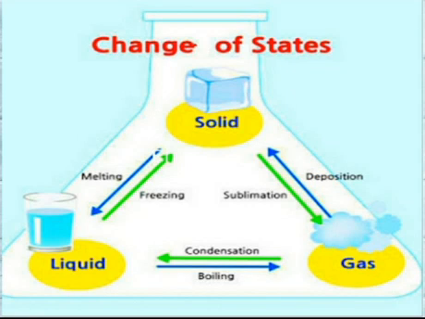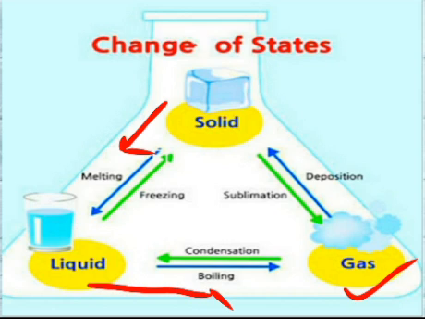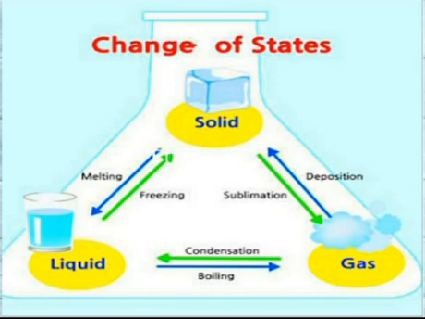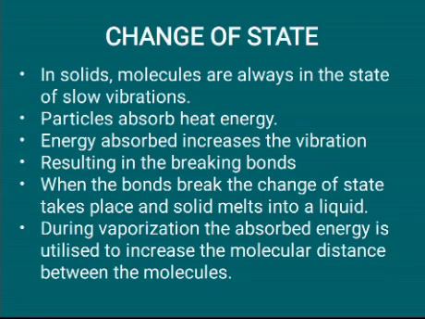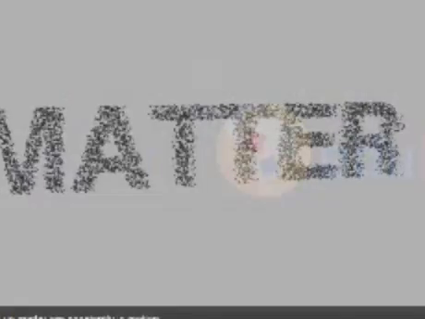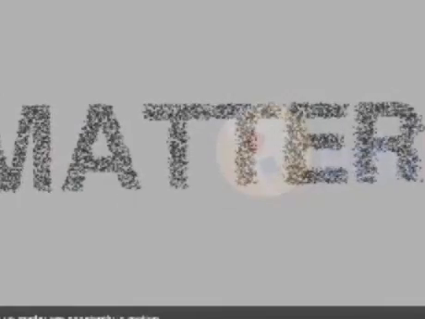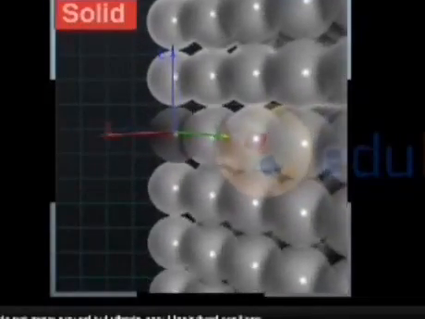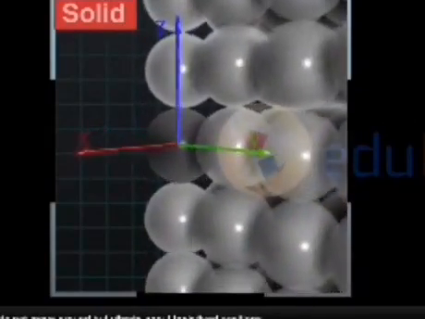Now, change of state. Children, as you know, on heating, solid is converted into liquid and on boiling the liquid, it is converted into gas. And on deposition, gas is converted into solid form again. So children, how is this change of state taking place? What happens in solid? Molecules are always in a state of slow vibration, as you can see in the video. The particles that make up matter are constantly in motion. In a solid, the particles do not move around but vibrate about their fixed position.